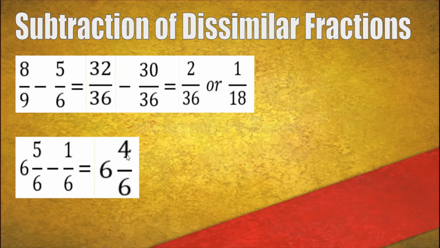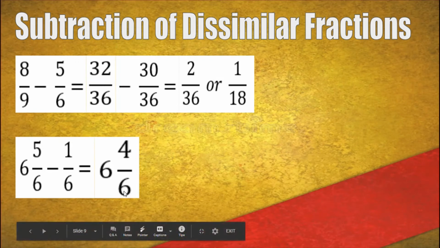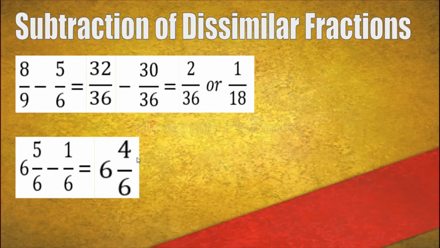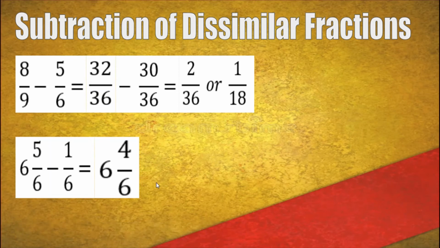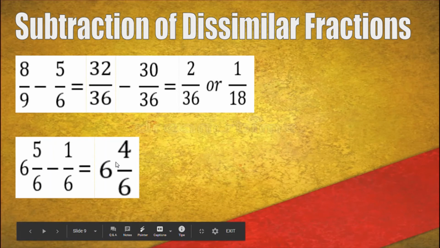So 4 divided by 2, the answer is 2. And 6 divided by 2, the answer is 3. Then just copy our whole number. So the final answer for this one is 6 and 2/3. Do not forget to simplify the fraction part. But if the fraction part cannot be simplified, then that will be our final answer.